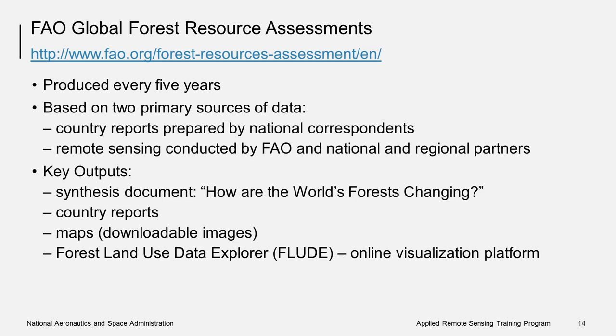The 2010 Forest Resource Assessment Global Remote Sensing Survey was the first comprehensive global survey on forest land use and change dynamics over time. The survey was implemented by FAO in collaboration with the EC Joint Research Center and other partners. Key outputs include a synthesis document called "How Are the World's Forests Changing?", as well as country reports, which contain the documentation of references and data used for reporting to the Forest Resource Assessment 2015. The Forest Resource Assessment 2015 data are available in several different forms. In addition, the maps can be downloaded as images, and the data can be visualized through an online platform called the Forest Land Use Data Explorer. I will show you some features of this tool next.